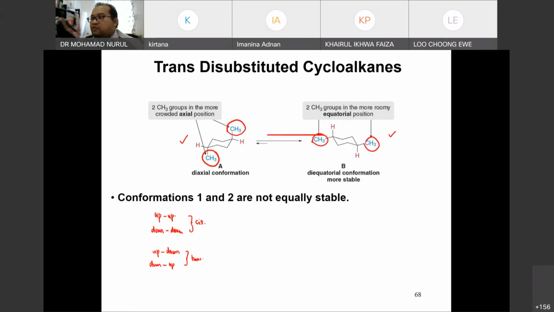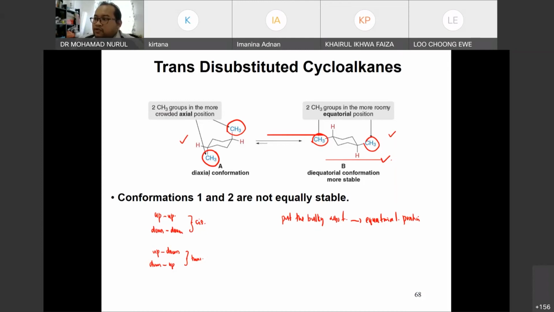And after that, you have to determine which one is more stable. So you have to go back to the original rules: put the bulky substituents in equatorial positions. In this case, we have two CH3 in axials, another two in equatorial. So this one is the most stable one because the bulky group doesn't have any interaction. They have more room to do that.